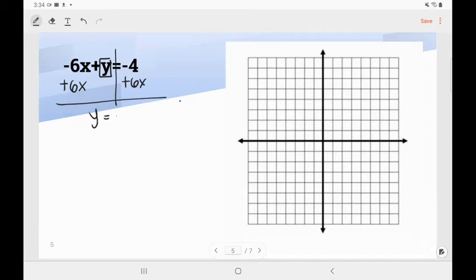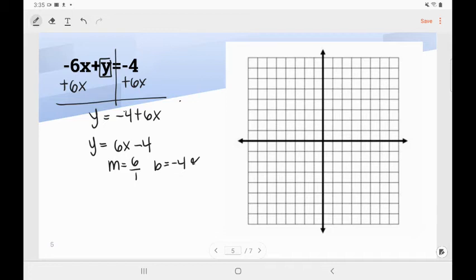Y is equal to negative 4 plus 6x. But remember, I'm going to rewrite it in y equals mx plus b form. Y equals 6x and negative 4. That means m is my slope, which is 6/1, and b equals negative 4.